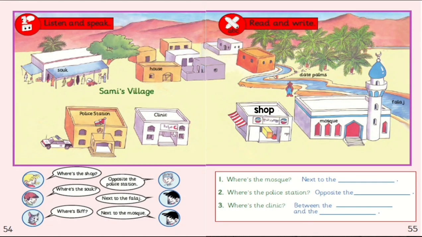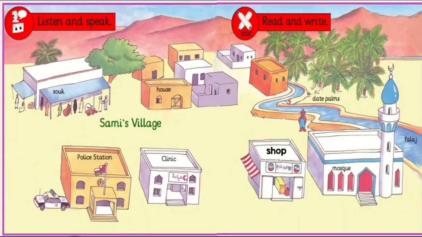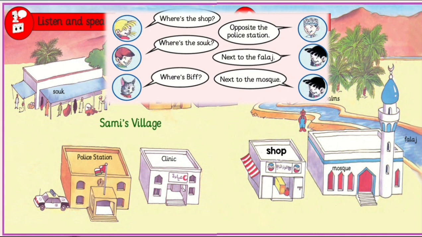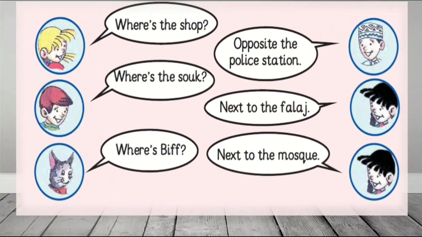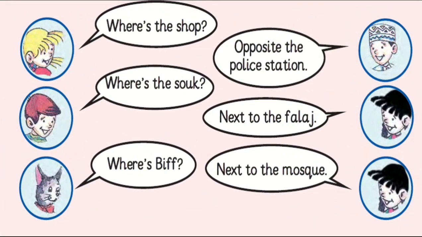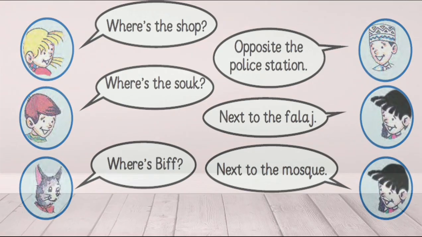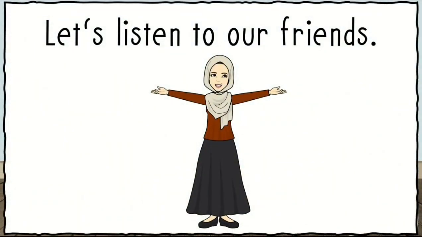Now let's go back to page 54 and look down there. Here we have our friends with some questions and answers. Now let's read the questions. Where's the shop? Where's the souk? Where's Biff? The answers: opposite the police station, next to the falaj, next to the mosque. Now to know the answers, let's listen to our friends.